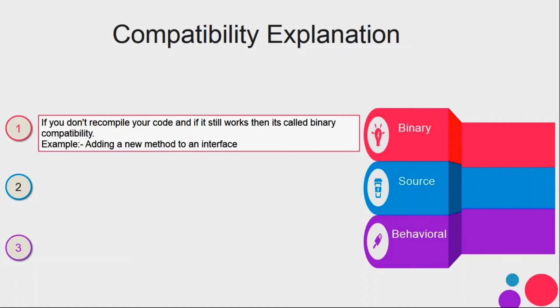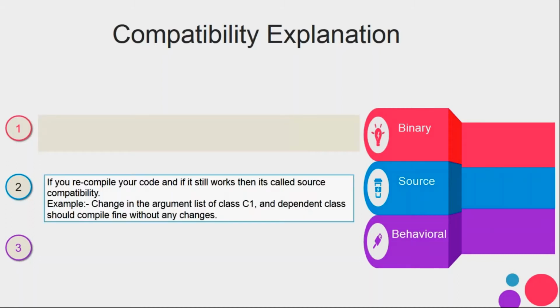One example is, if you don't recompile your code and it is still working, then it's called binary compatibility. An example could be adding a new method to an interface. Don't worry if you did not understand this, I will thoroughly showcase binary compatibility through an example itself. Let's go through the theoretical part first, and then we will look into the practical part later on.